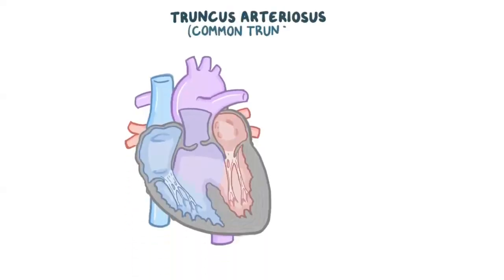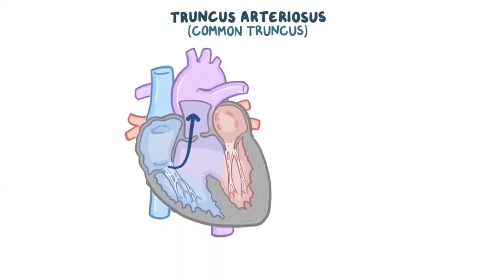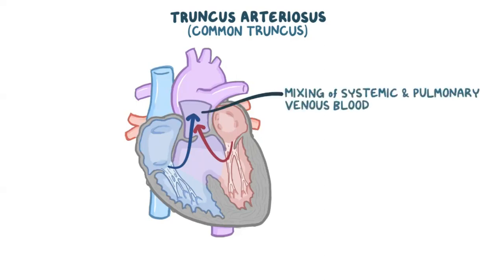Okay, so third is truncus arteriosus, or common truncus, where a single common blood vessel comes out of the heart instead of the usual two vessels, the main pulmonary artery and aorta. This leads to the mixing of the systemic and pulmonary venous blood flow as the single trunk receives output from both ventricles.